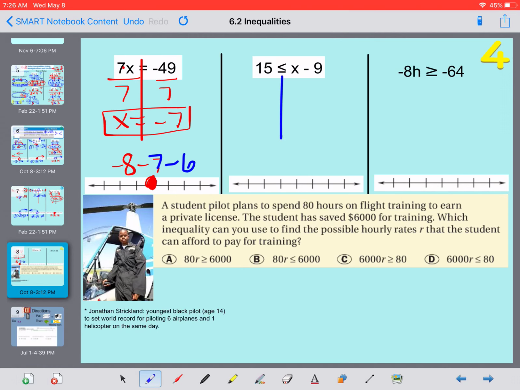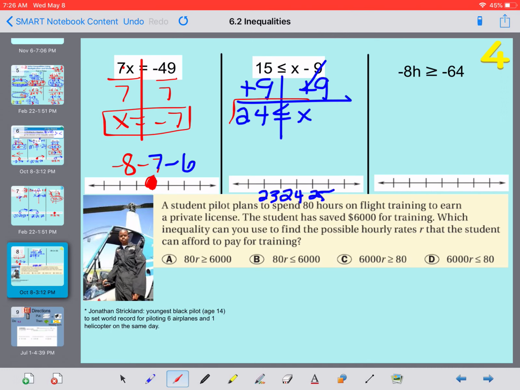Here's a couple more inequalities. Review from yesterday. This is just adding and subtracting. Add 9 to both sides to get x by itself. When we add and subtract, we do not flip the symbols ever, only when you multiply or divide by a negative. So 15 plus 9 is 24. So 23, 24, 25.